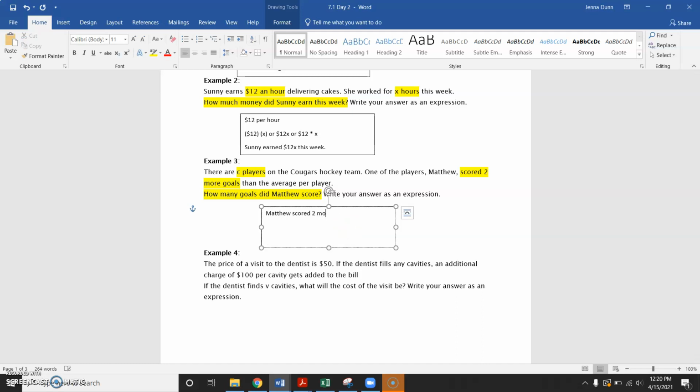All right, the info here, I really want to use the Matthew scored 2 more than C players. Now, really quickly, more than is a flip word. So I would immediately rewrite this and say players plus 2, because more than is obviously addition, but the players should come first. So he has the players plus he scored 2. So this is actually going to be lowercase c, C plus 2. Okay, and then for our sentence, Matthew scored C plus 2 goals.